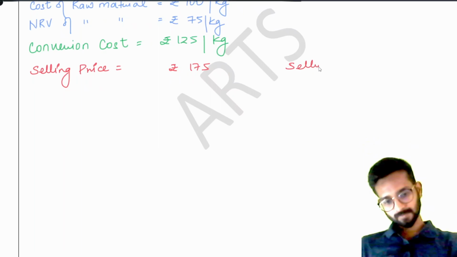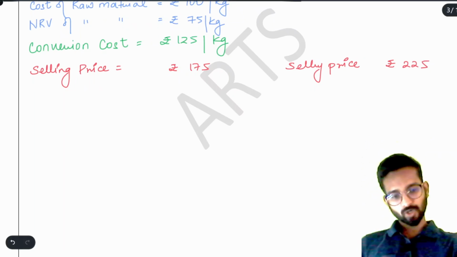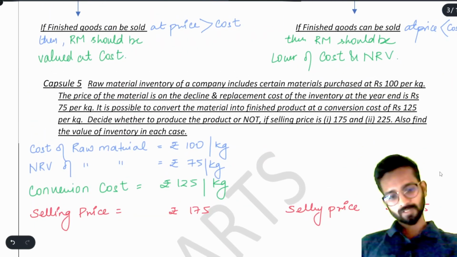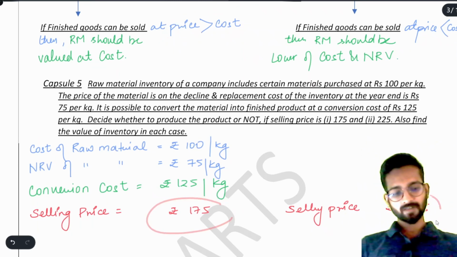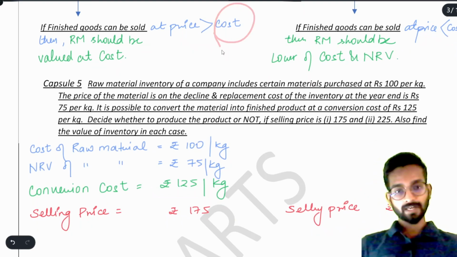Selling price is rupees 225. Now understand, for valuing raw material, what were the 2 conditions? Finished goods can be sold at price higher than cost. What are the prices? We have 2 prices, 175 and 225. What is the cost of finished goods? That we have to calculate.